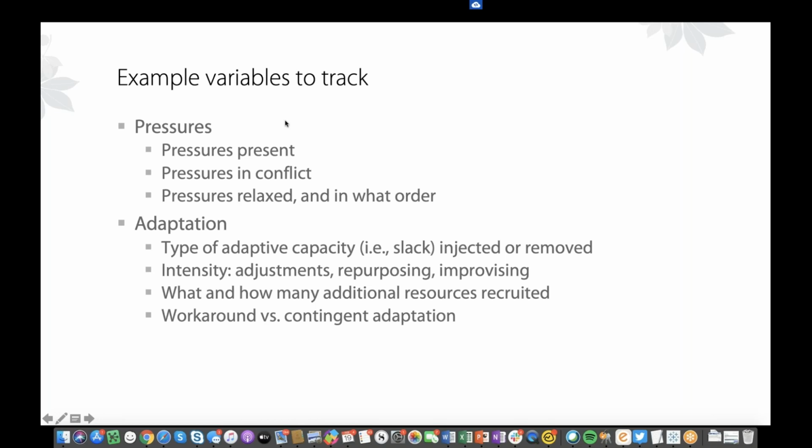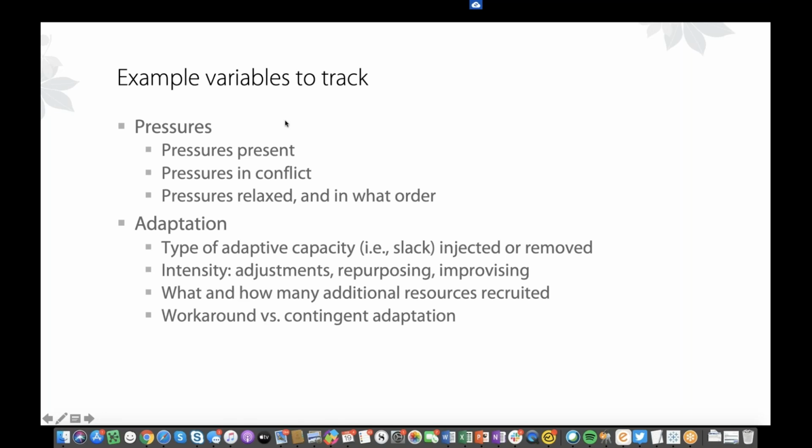And then from the adaptation perspective, we're saying, what's the adaptive capacity? We could call that slack in our community as well. That is, in this adaptation is either being injected or increased or removed or decreased. We could also look at the intensity, and that's something I'm starting to get better language around.